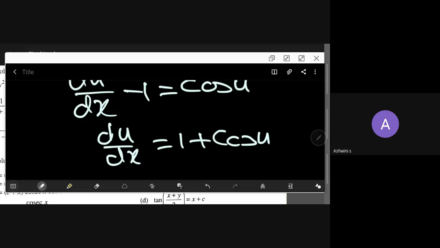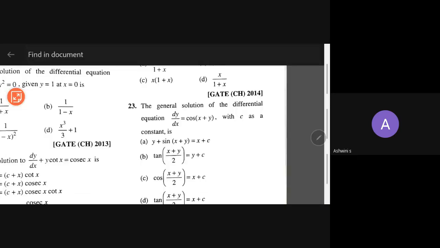So now you can solve this equation. 1 plus cos u, where u is x plus y. Instead of going this way, we can go for direct substitution. Where c is a constant. So first you compute dy dx plus cos of x plus y. So the first answer is not right.